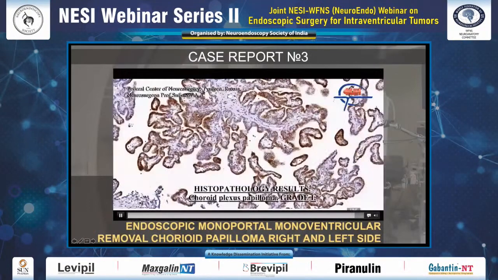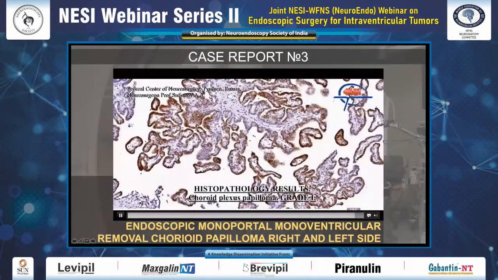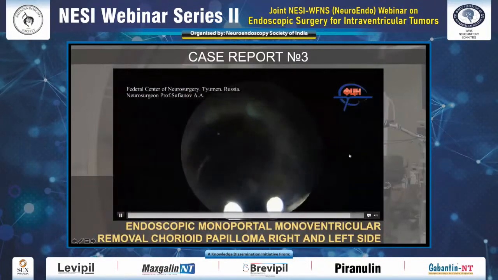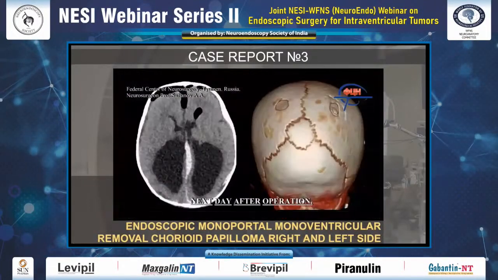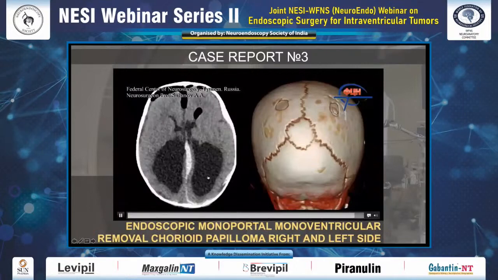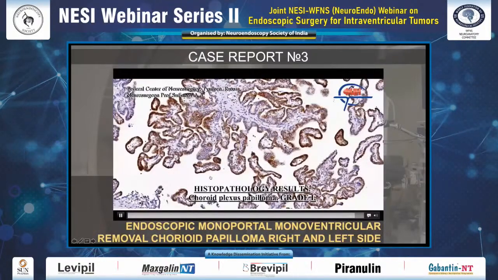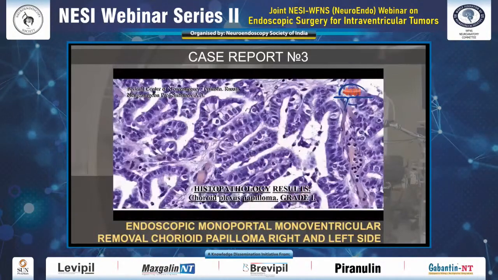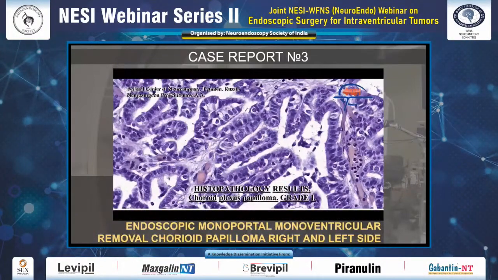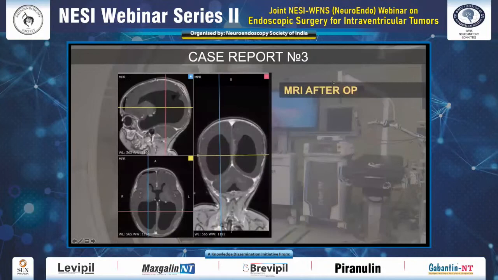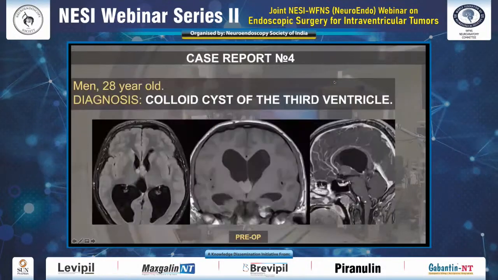Just 30 minutes one side, 30 minutes the next side. You see, and totally removed. It's really minimally invasive surgery. Again, no big craniotomy, just only like a burr hole after the operation.